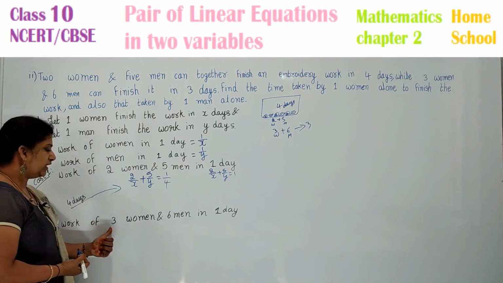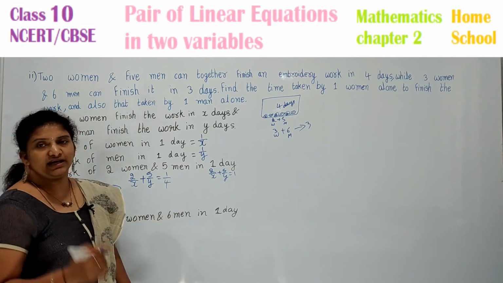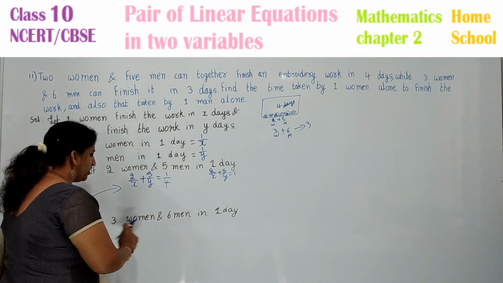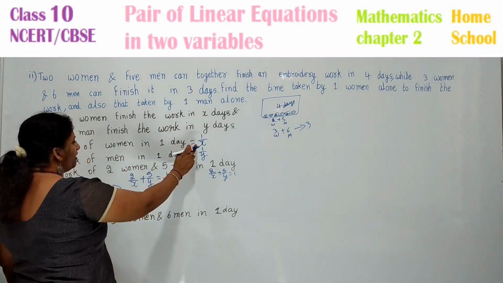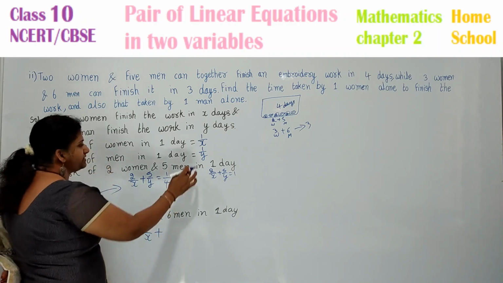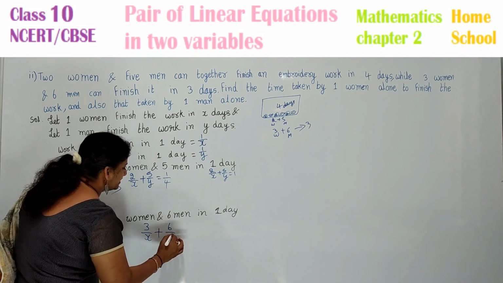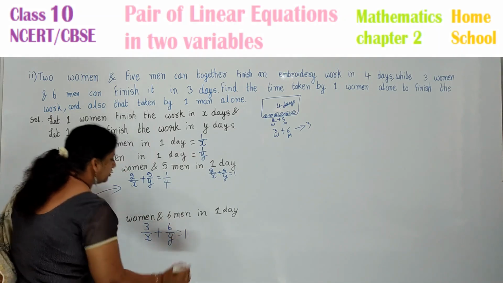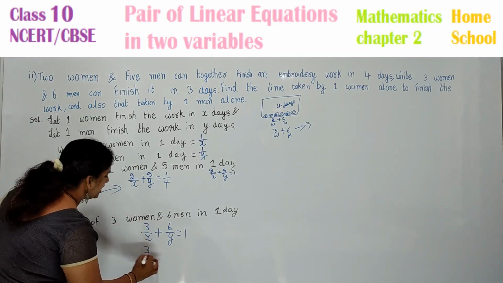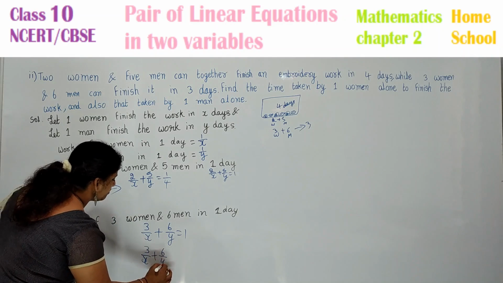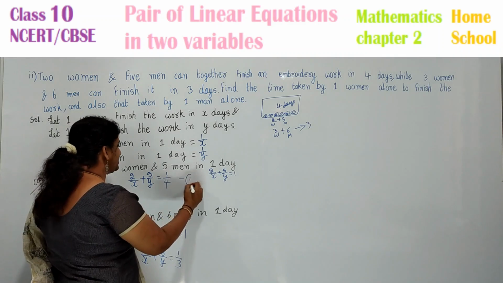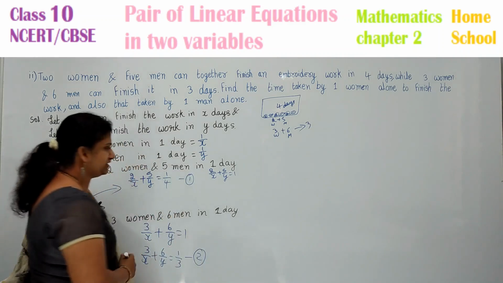What is your case 2? Work of 3 women plus 6 men in 1 day. First I am writing 1 day, then I will write 3 days. So, how many women? 3 women. Women I have assumed as 1 by x. That is 3 by x plus men 1 by y, 6 men means 6 by y is equal to 1. But how many days I need? 3 days. 3 by x plus 6 by y is equal to 1 by 3. Now mark this as the first equation and mark the second equation.